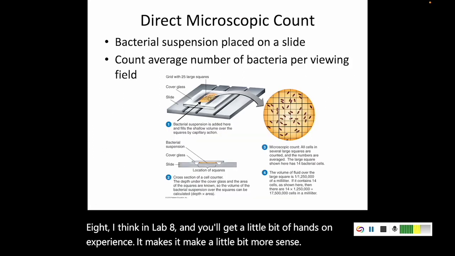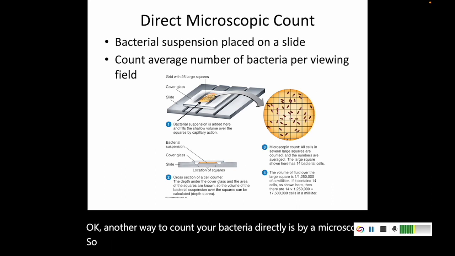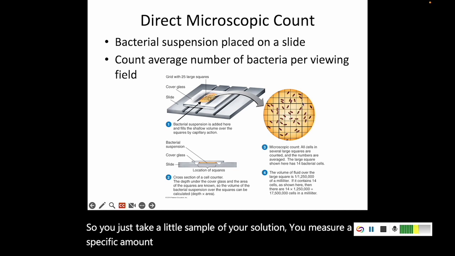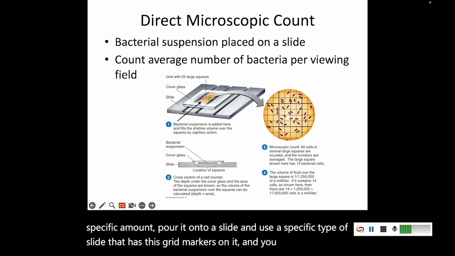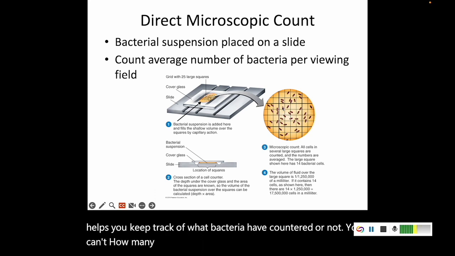Okay, another way to count your bacteria directly is by a microscope. So you just take a little sample of your solution, you measure a specific amount, pour it onto a slide, and use a specific type of slide that has grid markers on it. Using the grid markers helps you keep track of what bacteria you've counted or not. You count how many bacteria are in that square and multiply it back to get how many bacteria were in the start.